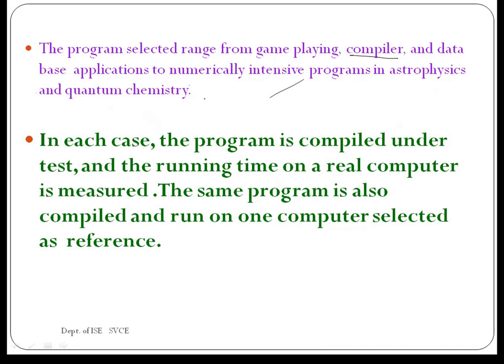So in each case, the program is compiled under test and the running time on the real computer is measured. The same program is also compiled and run on one computer that is selected as reference. So there will be a set of computers, that means those benchmark programs are already executed on the reference and results are published. Now the same benchmark program can be tested with the computer under test, and you can compare the result to understand the performance of the computer.